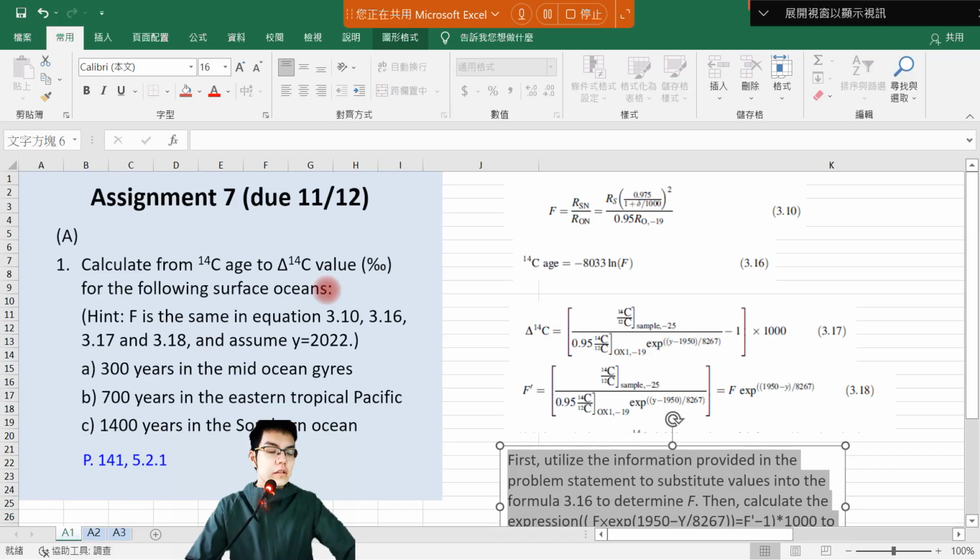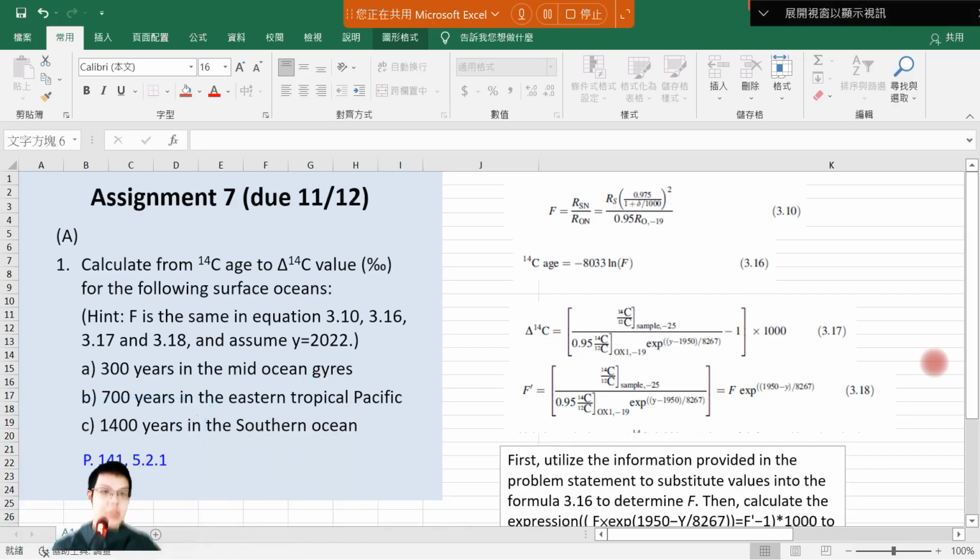Calculate the 14C H to big delta 14C value per mole for the following surface ocean. Hint: F is the same in equations 3.10, 3.16, and 3.18. Assuming Y equals 2022, there are 300 years in the Middle Ocean, 70 years in the Eastern Tropic, and 1,040 years in the Southern Ocean.